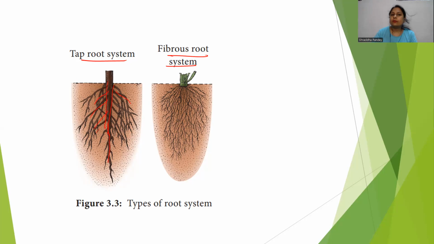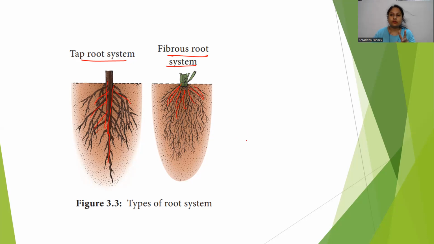Now what are fibrous roots? There is no primary root. There are many rootlets. You cannot differentiate between the primary root and lateral roots. All roots are the same type. It is a hair-like branching out. So that is called a fibrous root. It is fiber-like, so fibrous root. So there are two types of root.